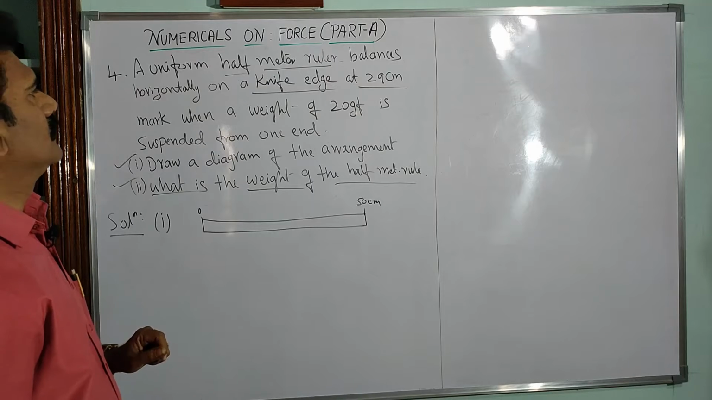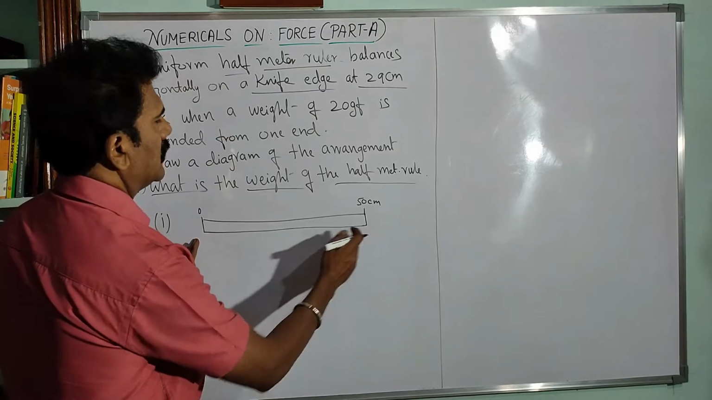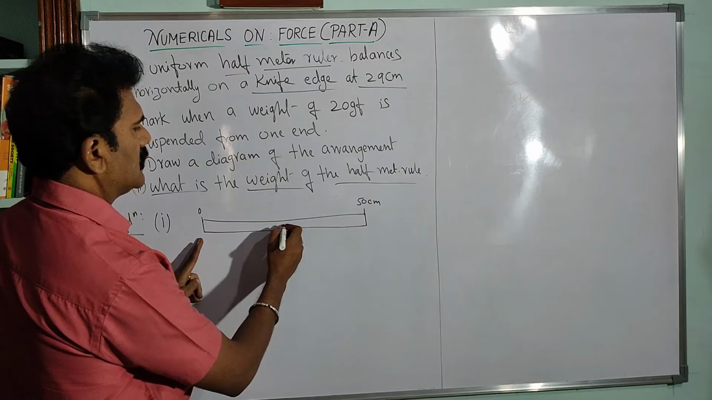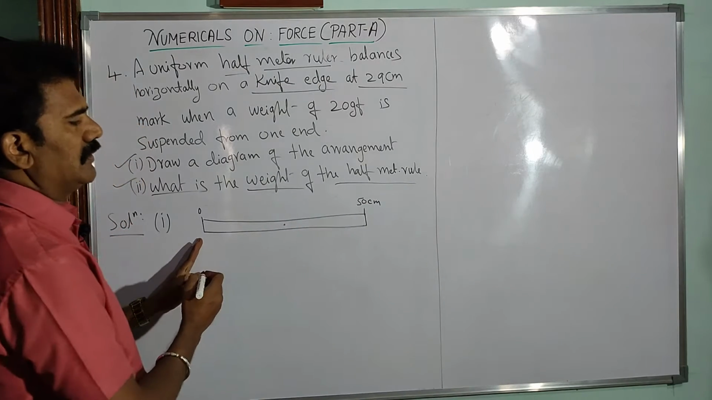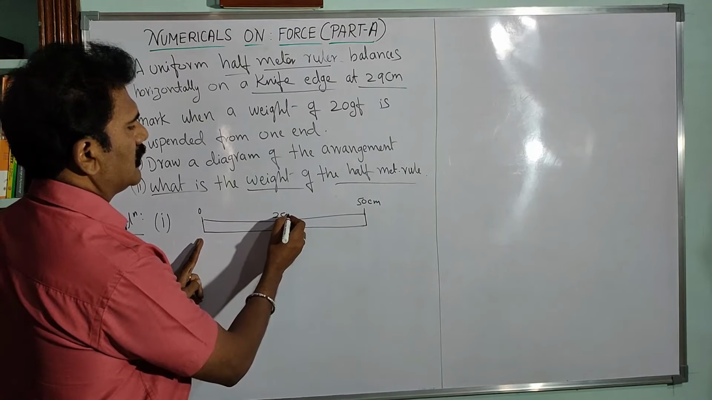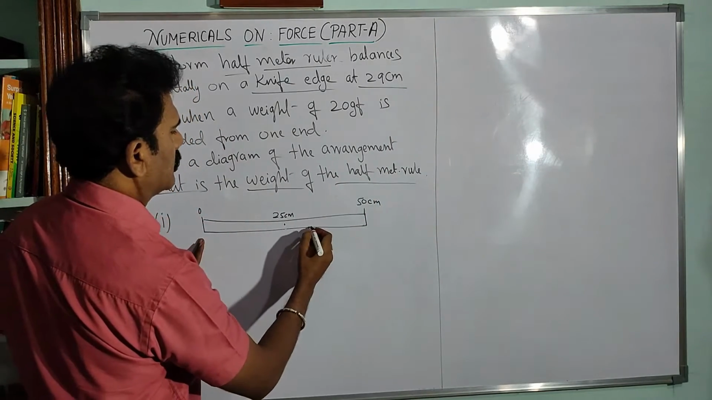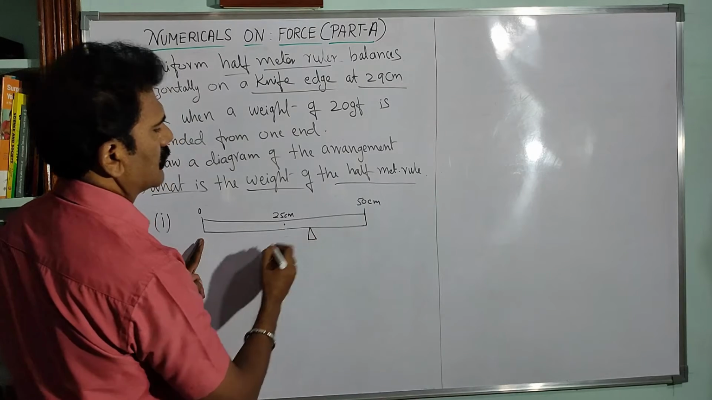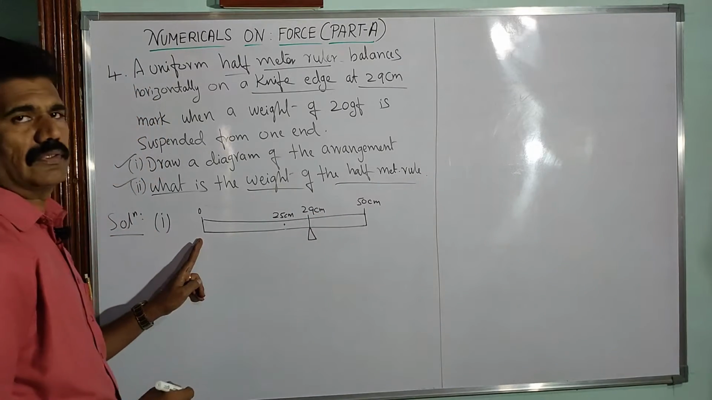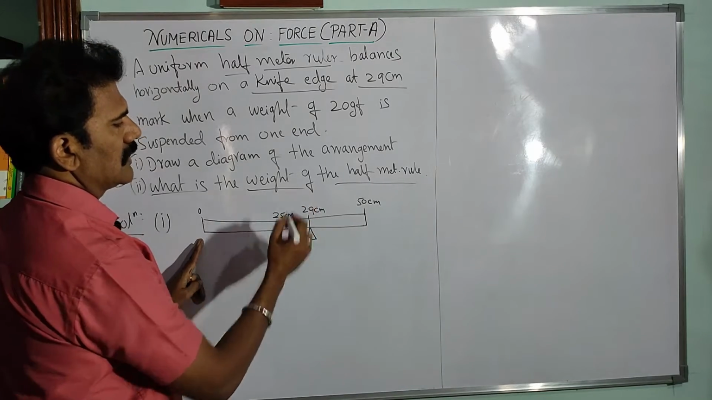Okay, so kept horizontally on a knife edge at 29 centimeter, in between 0 to 50 centimeter. So the fulcrum is kept at 29 centimeter. If you consider the midpoint of the half meter rule, somewhere here it is. Okay, so this point is actually the 25 centimeter mark. Now knife edge is kept at 29 centimeter, somewhere here. Okay, so like this you have to mark. So this point may be reading 29 centimeter for you. Clear? So 25 centimeter is the midpoint. So fulcrum is kept at 29 centimeter.